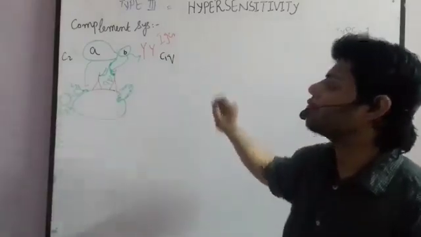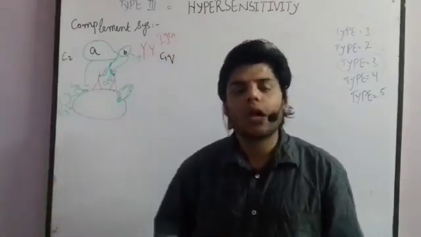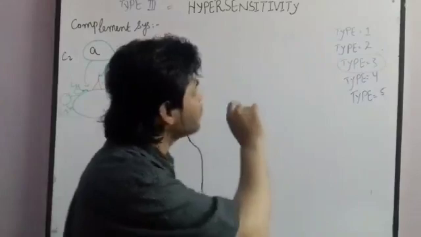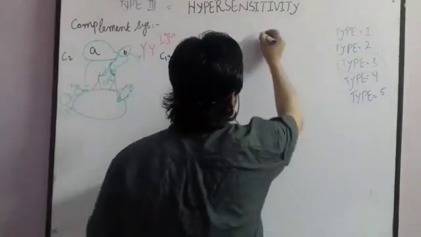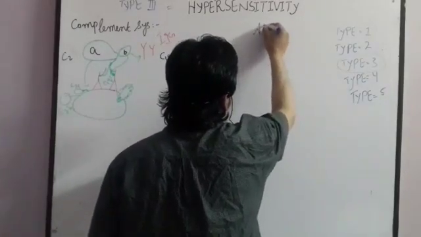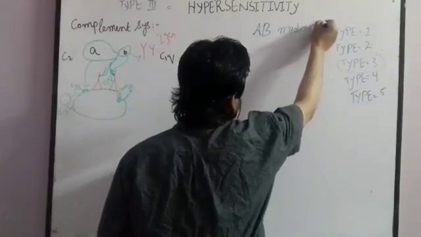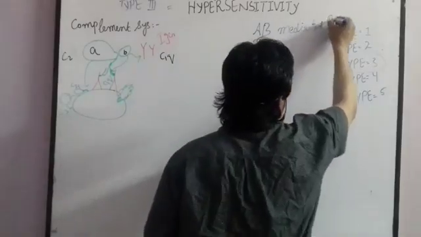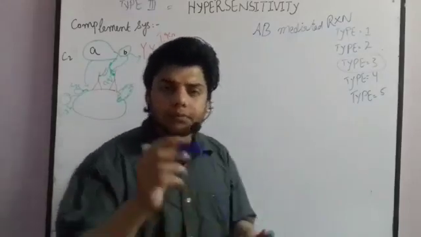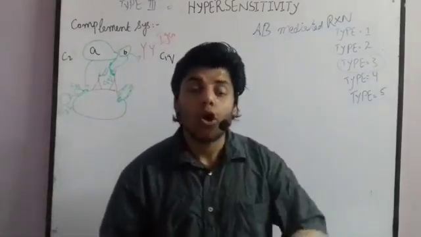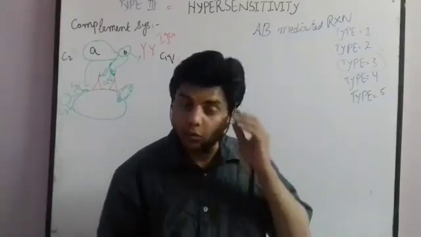Now let's talk about type 3 hypersensitivity. Type 3 hypersensitivity has a similar process, but what actually happens? It is also called an antibody mediated reaction. So let me write: antibody mediated reaction. Why do we call it that? Because in this case antibodies are involved, and usually IgG antibodies.